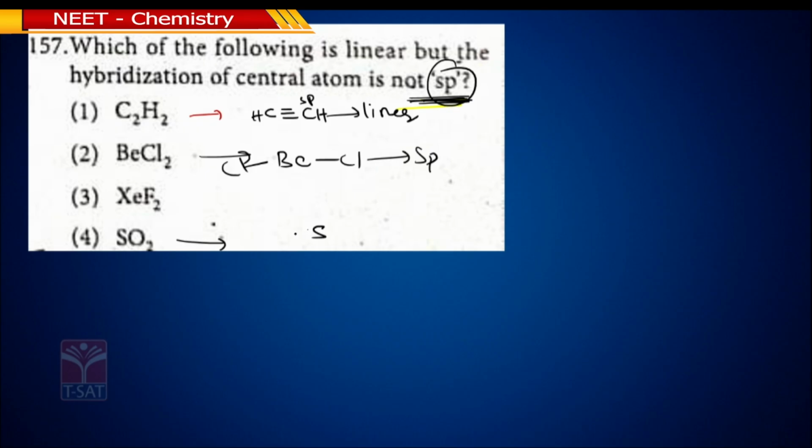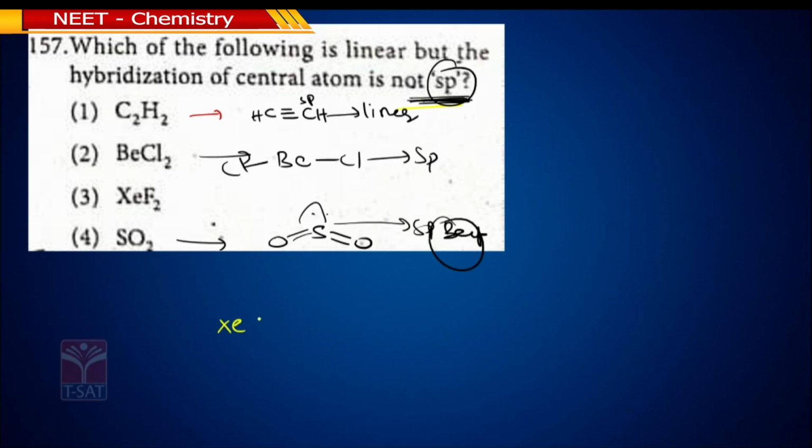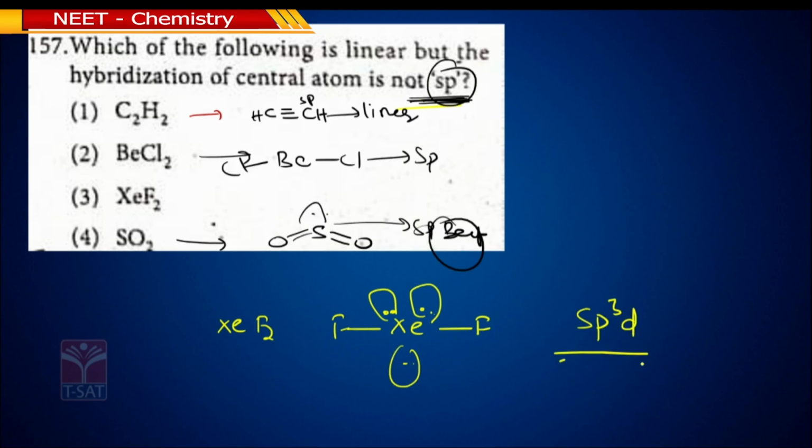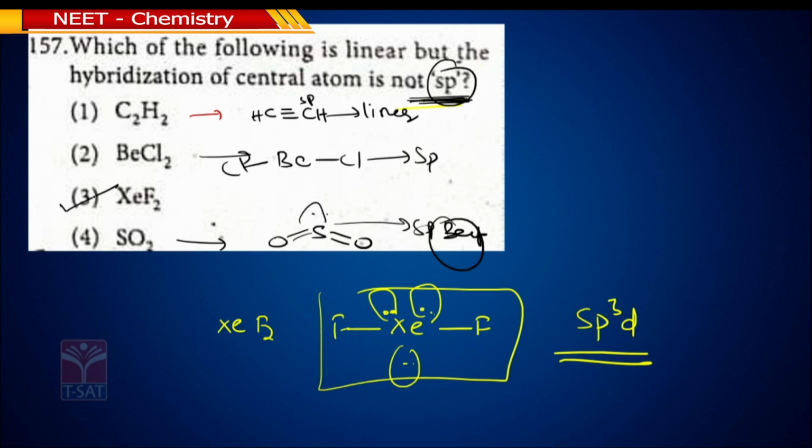SO2 is also sp2 having a bent shape. It is not linear even. So the final option is XeF2. See carefully, XeF2 is linear, but it has 3 lone pairs like this. Its hybridization is sp3d, not sp. It is linear with sp3d hybridization, right? So option 3 is the correct option.